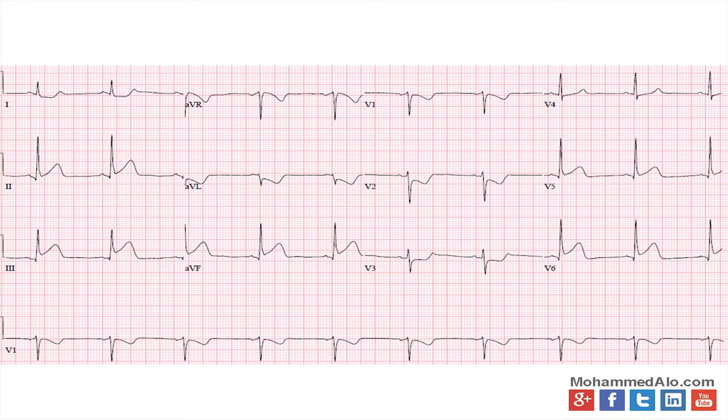The RCA feeds the inferior wall, the RV obviously, the posterior wall through the posterior septals, the posterior PDA and PLA, as well as all the way over to the lateral side. It's a mega dominant RCA.